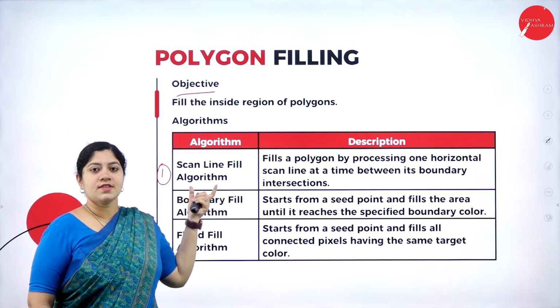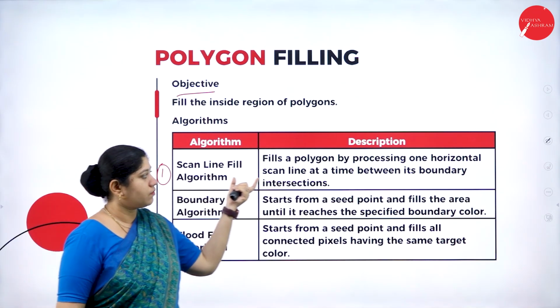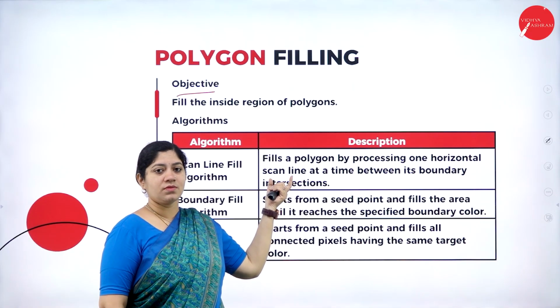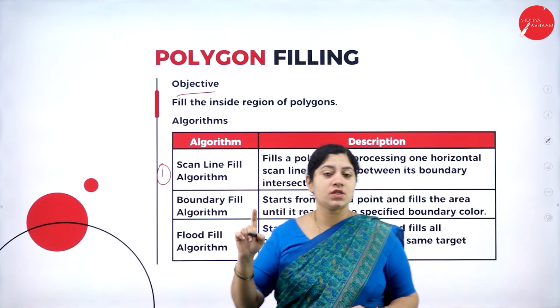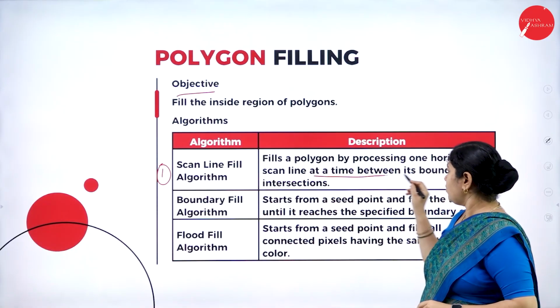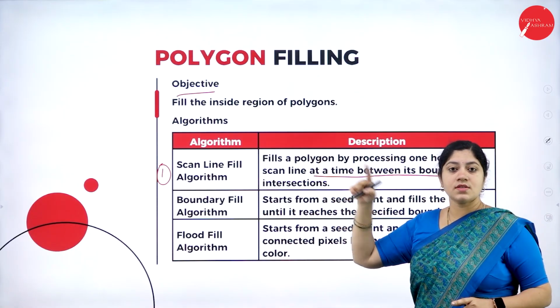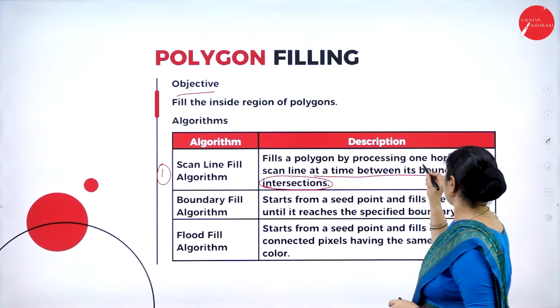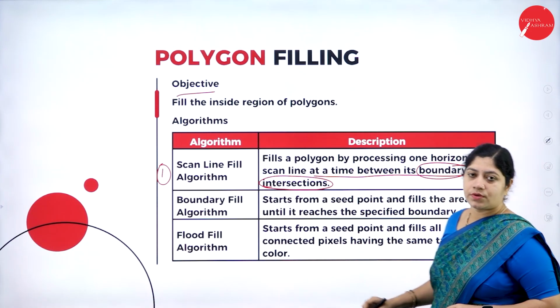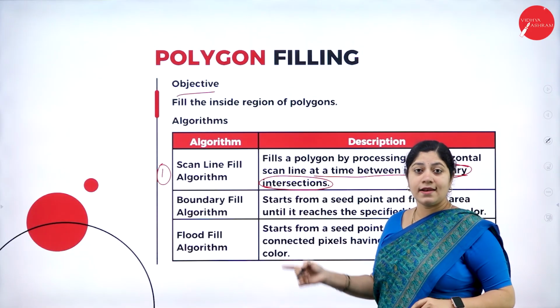The first one is scan line fill algorithm. And what is the description of this algorithm? It fills the polygon by scanning one horizontal line at a time between its boundary intersections. Between its boundary intersections. Very, very important. Okay, so this is with respect to scan line fill.